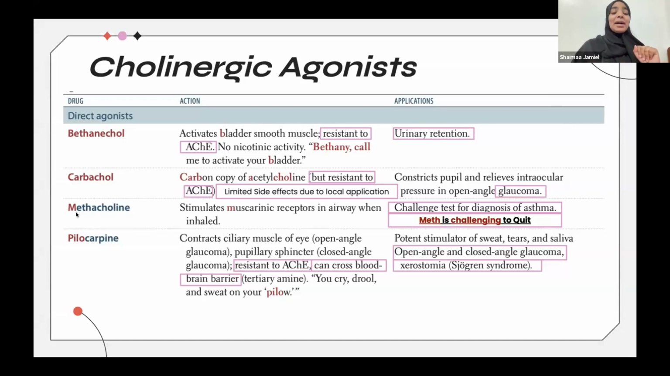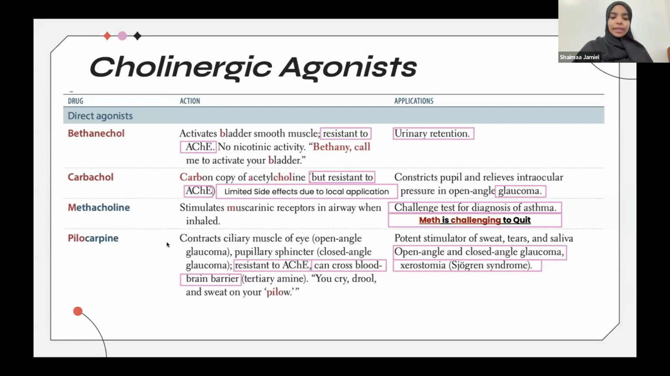okay. Methacholine is basically a drug that has a very, very short half-life, okay? And since it has a very short half-life, it's only used as a challenge test for diagnosing asthma. Basically, if you give it to someone and they have asthma and bronchoconstriction happens, they're not going to be able to breathe. And now you'll know that, okay, this patient might actually have asthma. So yeah, and to kind of remember this, meth is challenging to quit. So yeah, it's used for the challenge test of asthma, okay?